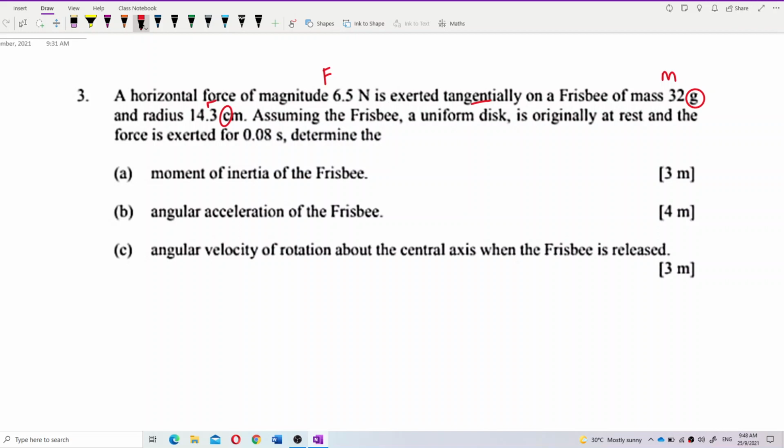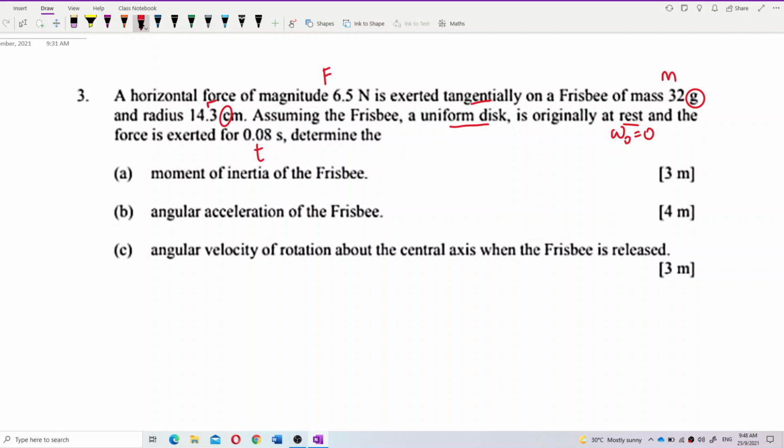So, this is the radius, uniform disc, originally at rest, and this is the initial angular velocity, initially at rest. And the force is exerted for 0.08 seconds. So this is the time taken.